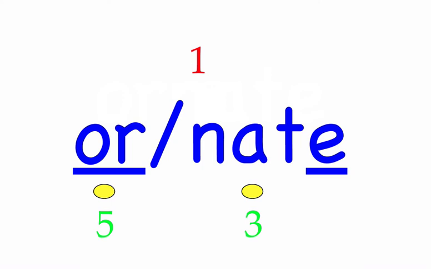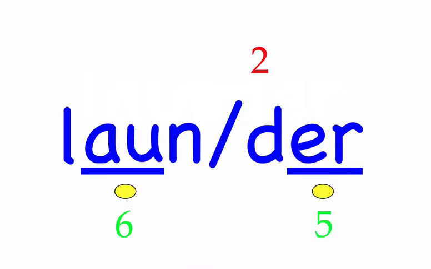Launder. The criminal enterprise would try to launder illegal money. Lawn, three sounds: L, A, N. Der, two sounds: D, r. Launder. Mark the word.